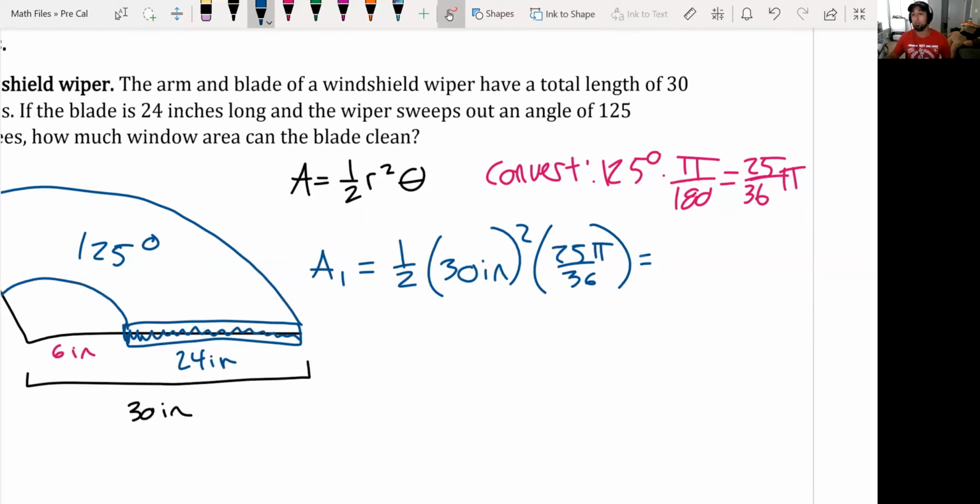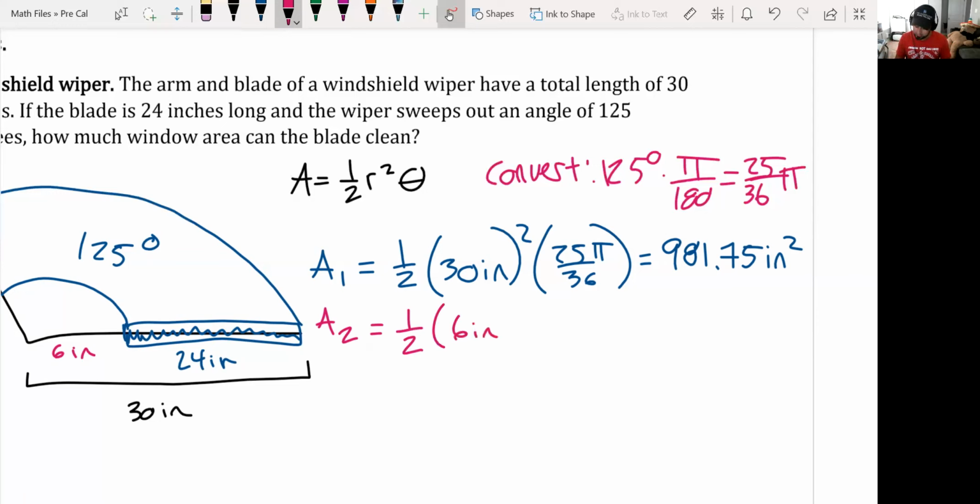over 36. And if I type this in, I get 30 squared times 25 pi over 36, and I get 981.75 square inches. And then area 2, I'd get the area that the arm cannot clean, which is the 6 inches.